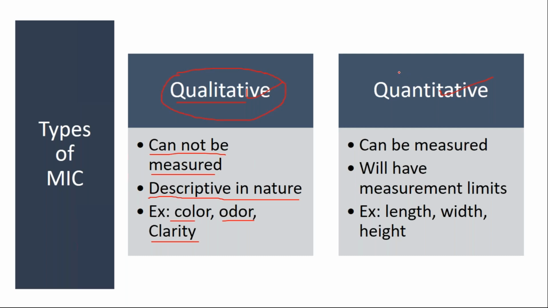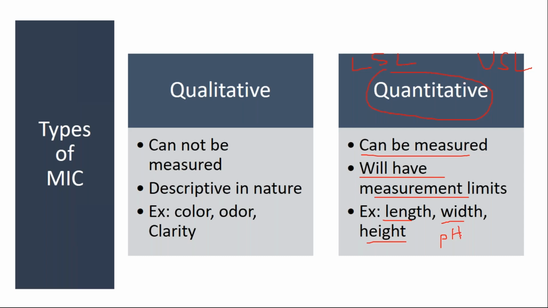Whereas the quantitative ones can be measured. They will have measurement limits. They will have a lower specification limit and an upper specification limit, which I will show in the system. Examples are length, width, height. These you can measure, and they will have limits. Or you can have pH value, potency, viscosity. All these things come under quantitative. So basically, you have two types of characteristics: qualitative and quantitative. We will create all of them in the system.